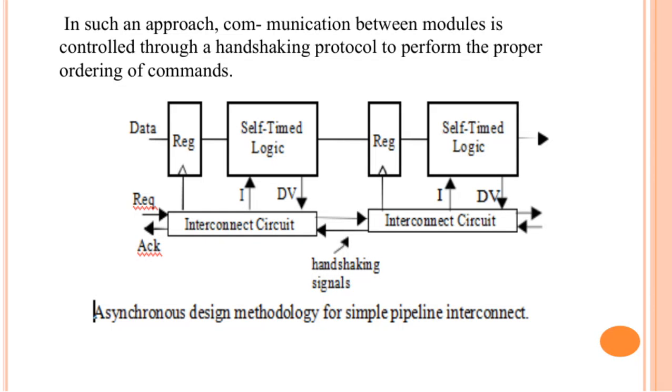Here, we're looking at a communication method between modules that relies on a handshaking protocol. Essentially, this protocol ensures that commands are executed in the correct order. By controlling the interaction through these handshake signals, each module knows when to send or receive data, preventing errors and maintaining synchronization. This orderly exchange is crucial for reliable system performance.